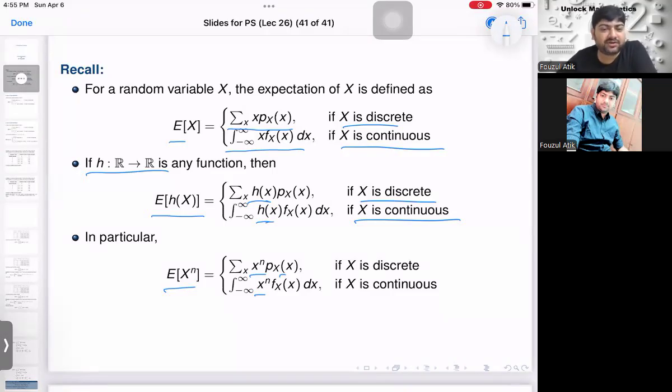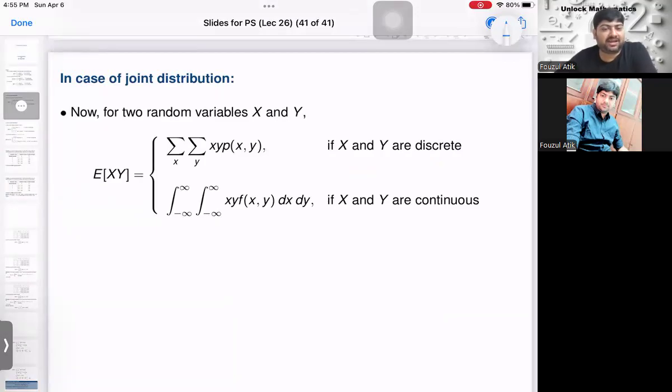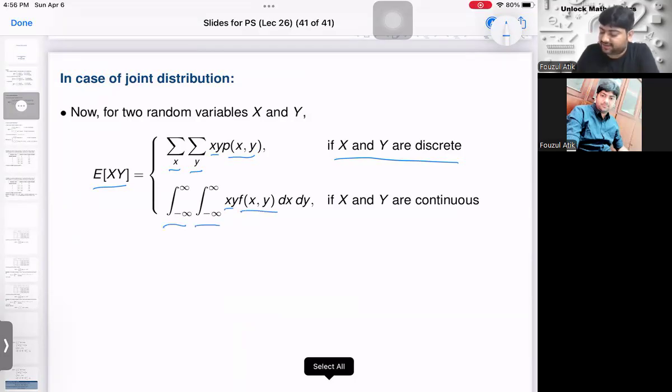Now what will happen in case of a joint probability distribution? The result is, for two random variables X and Y, the expectation of XY is equal to the summation over x, summation over y of x times y times p(x,y), where p(x,y) is the joint probability mass function of X and Y, if X and Y are discrete type. Similarly, the expectation of XY is the integral from minus infinity to infinity, integral from minus infinity to infinity of x times y f(x,y) dx dy, where f(x,y) is the joint probability density function of X and Y, whenever X and Y are continuous type. In this way we can define the expectation of XY.